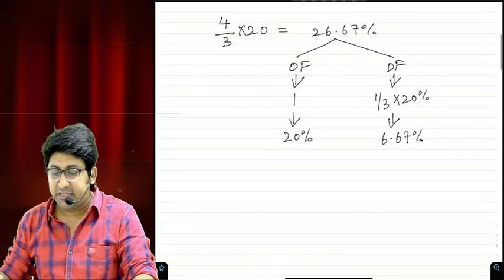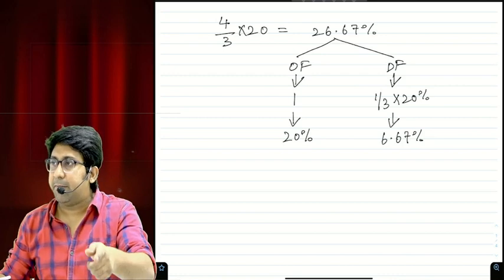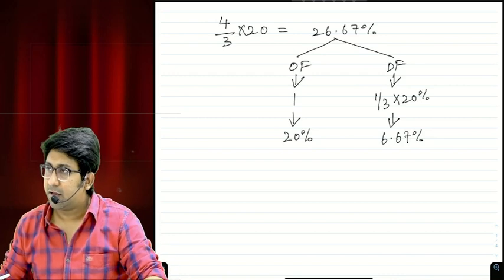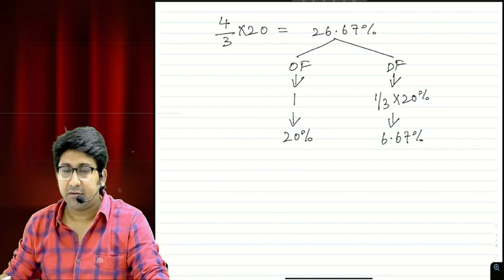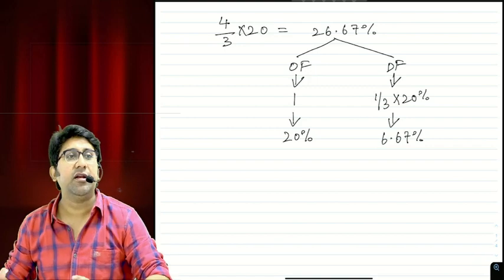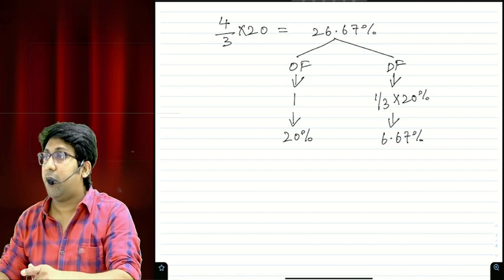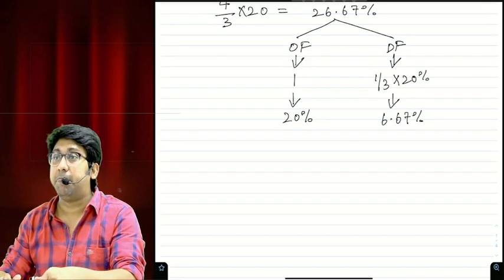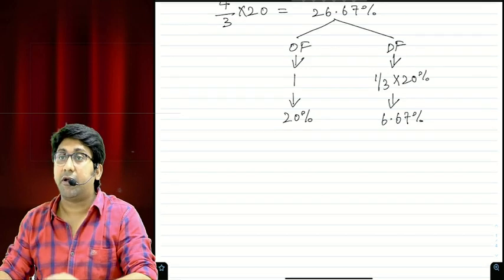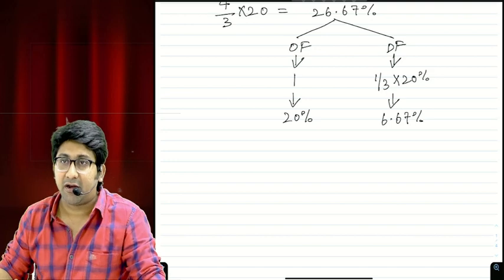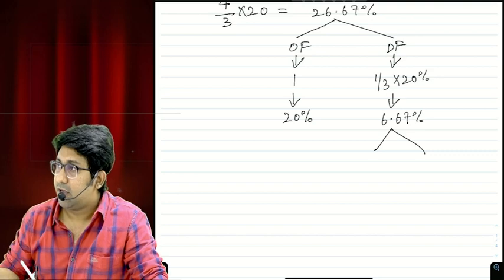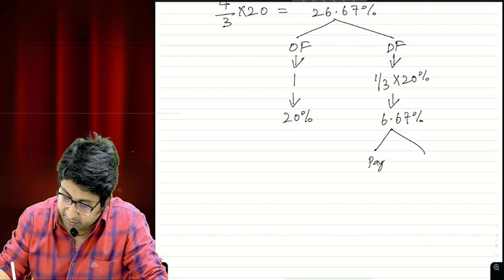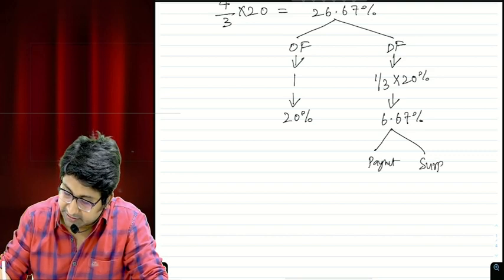That means how much of the return is attributable to equity? How much of the return is attributable to the debt? What is the total return? But the problem is, this 6.67 does not completely belong to me, because I have to pay something back to the debtor. Therefore, again I will divide this into 2 parts. First part is payment. Second part is surplus.